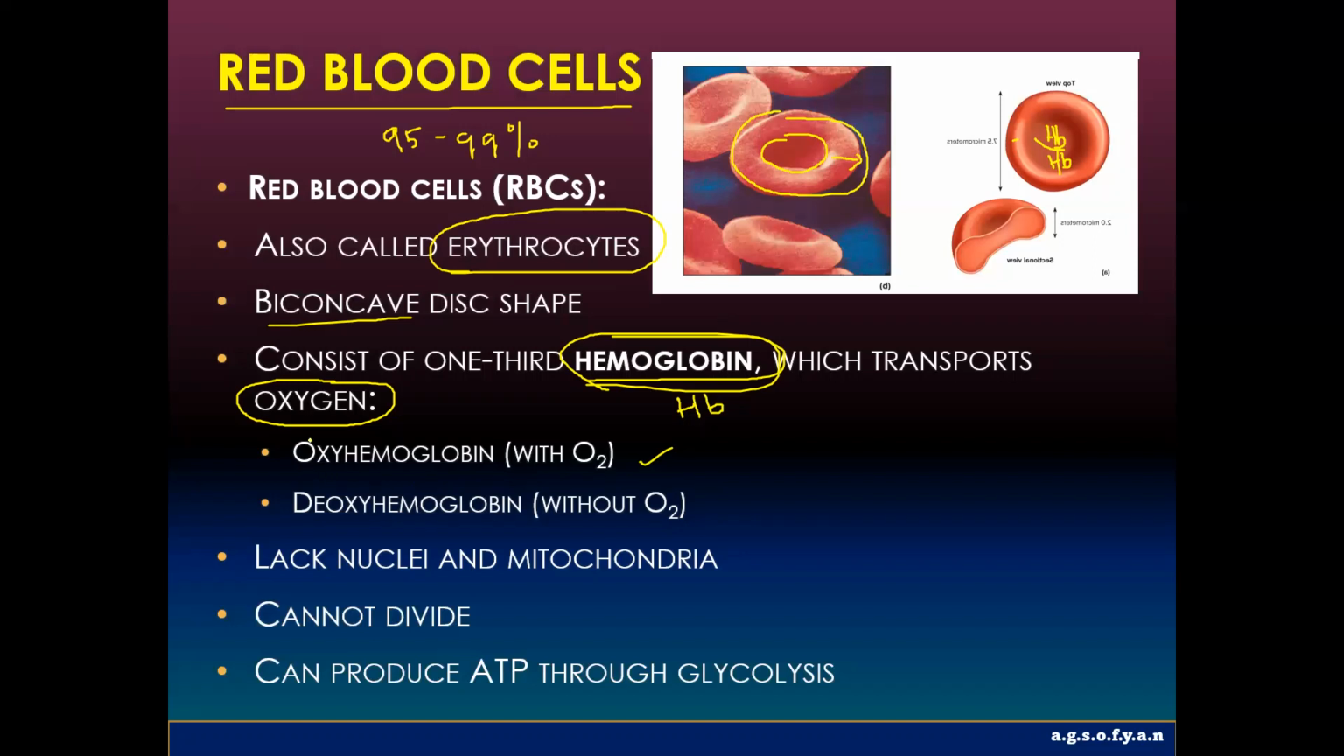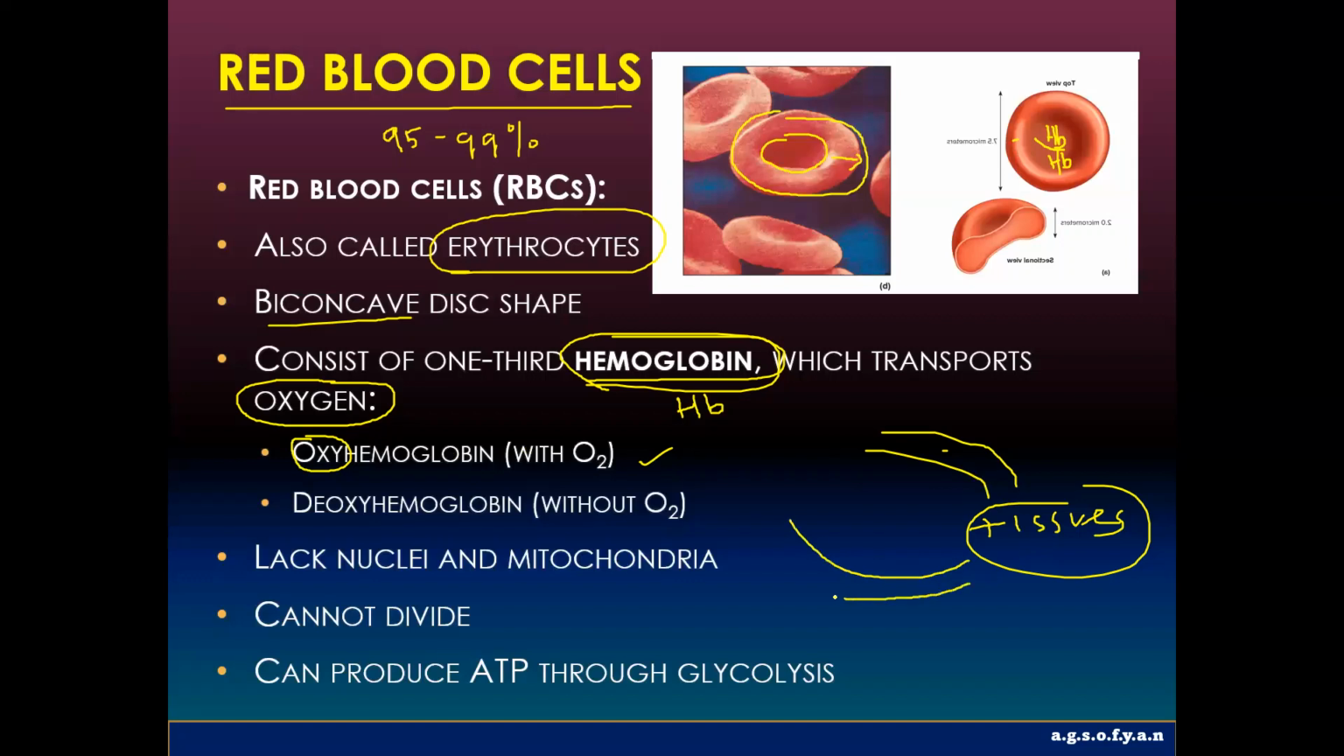Oxyhemoglobin means hemoglobin that carries oxygen. Usually this is located in the blood vessel that goes to our tissue. The red blood cell that carries this oxyhemoglobin will be the one that goes to the tissue, because tissue needs oxygen, right? The other one from the tissue, the red blood cell will be carried back into our heart and then finally go to the lungs.